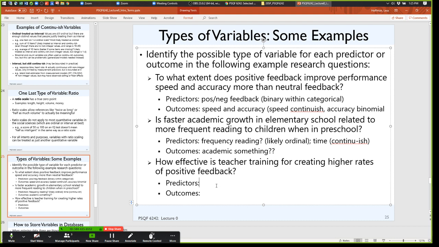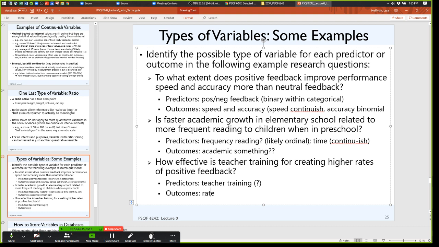How effective is teacher training for creating higher rates of positive feedback? Teacher training, not enough information there. I'd probably guess categorical. It sounds to me like it's either the presence or absence of it, but it could be kinds or degrees. Stop that. I'm going to have to get better at that.